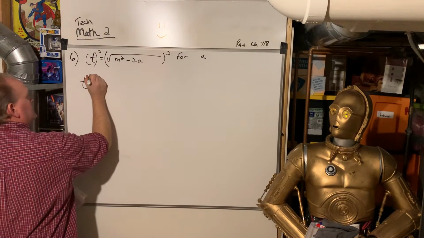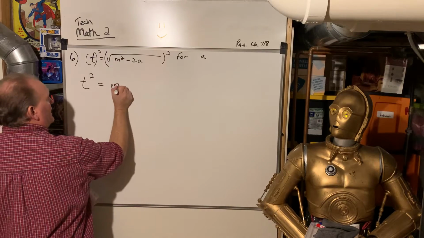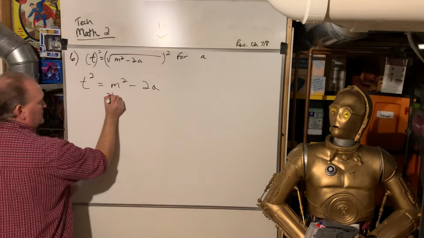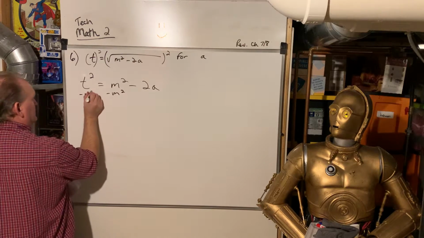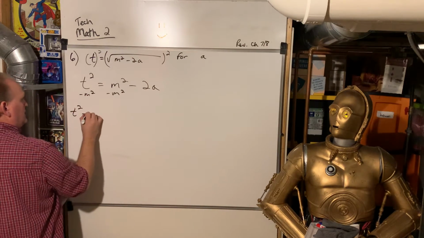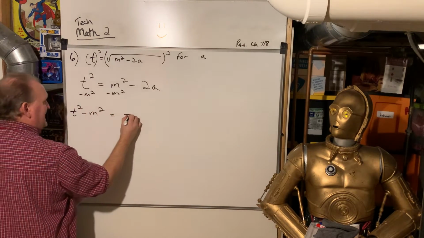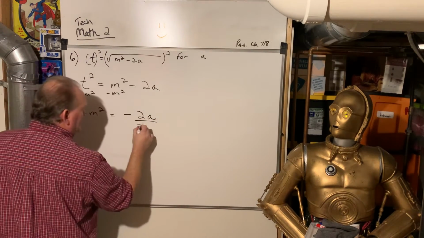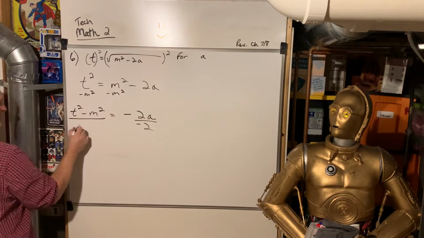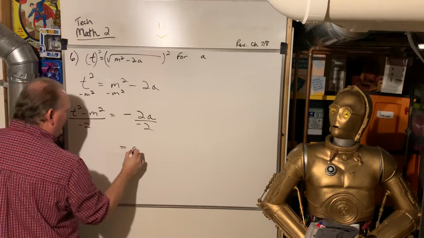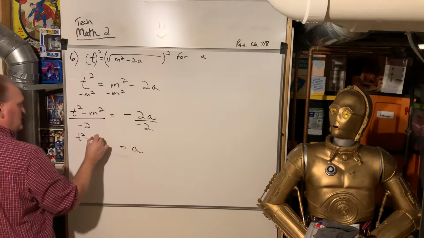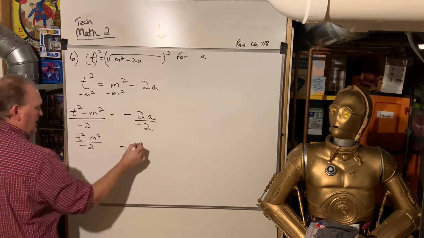So t squared is equal to m squared minus 2a. Then we would move the m squared over. T squared minus m squared is equal to negative 2a. And now we would divide both sides by negative 2, so the whole thing divided by negative 2. Now, I'm okay with you leaving it like this. If you told me t squared minus m squared all over negative 2, I'm fine with that.